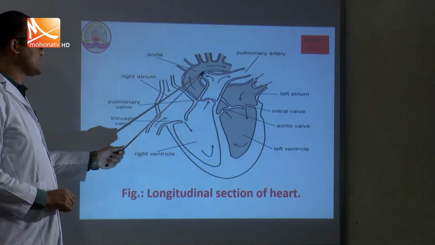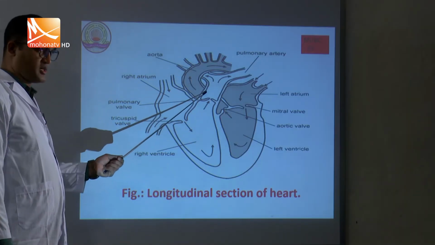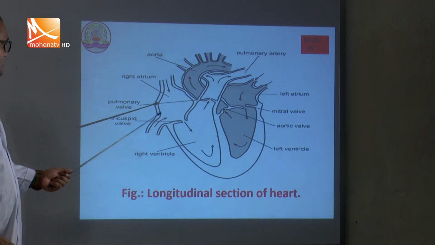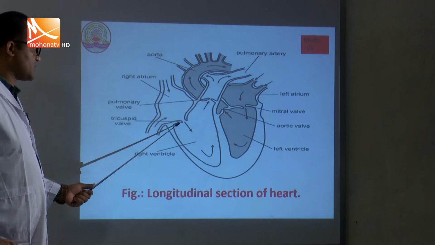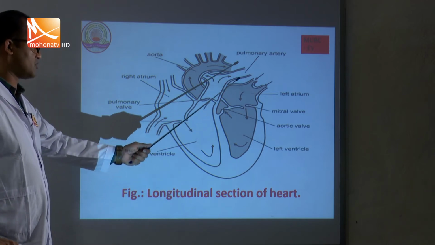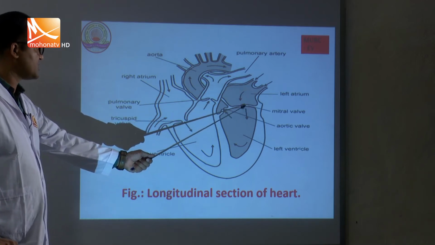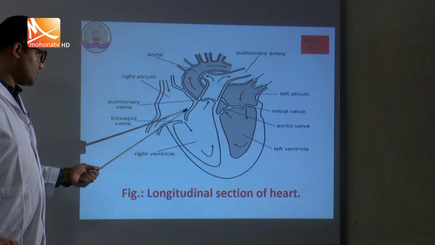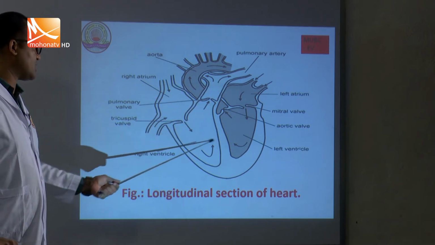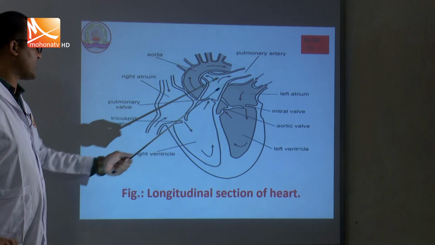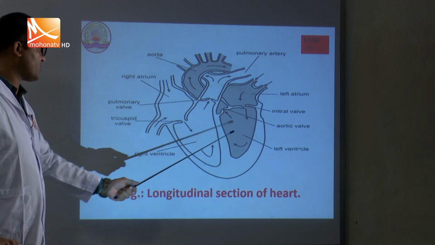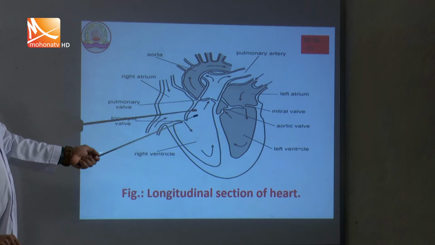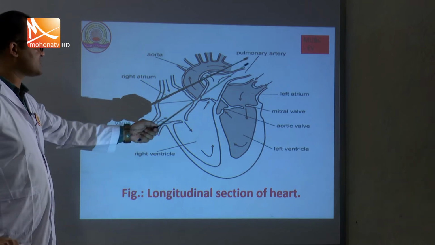This is a focus on the longitudinal section of the human heart. So we can see the valves. One is called the pulmonary valve, another is the tricuspid valve, then the aortic valve, and the mitral valve. All of the valves control the blood flow through the human heart. So the left and right atria and the left and right ventricles always pump blood to the lungs and the human body.